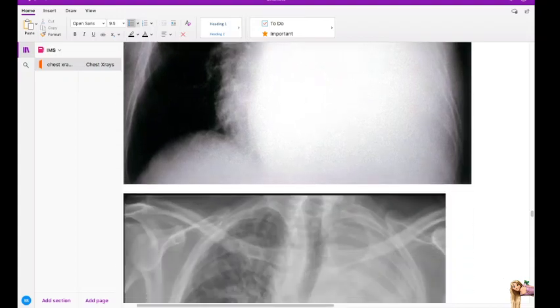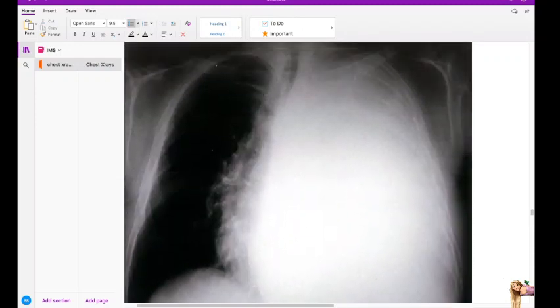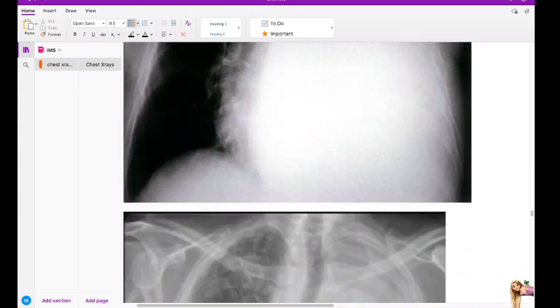Okay, so now what is this? So you can see there's whitening out on one side. But if like in the previous X-ray there was a massive pleural effusion, there was shift of the trachea to the other side, right? The trachea is shifted to the other side. But in this case, the trachea is shifted towards the side of the lesion.